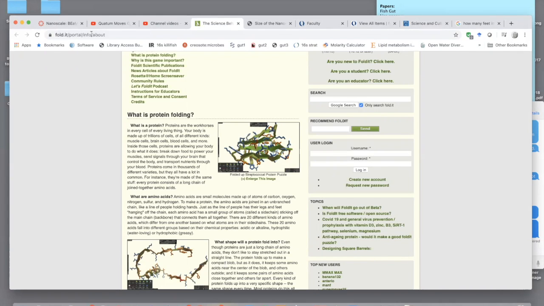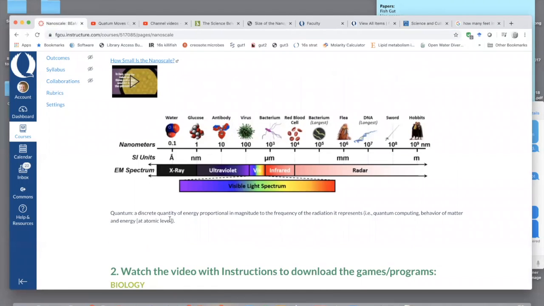So the nanoscale is awesome. It's powerful. It is really, really, really small, a billionth of a meter, 10 to the negative 9 meters. And I think it's a fascinating area of science and research.